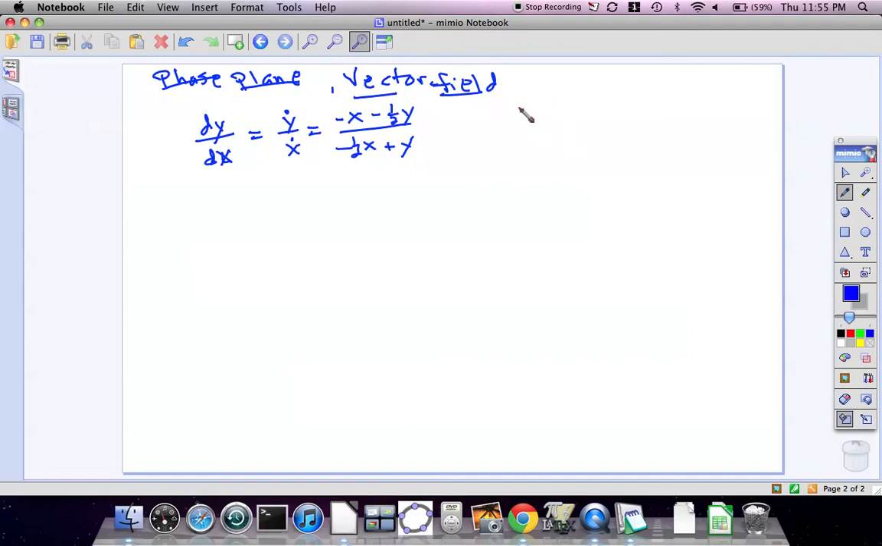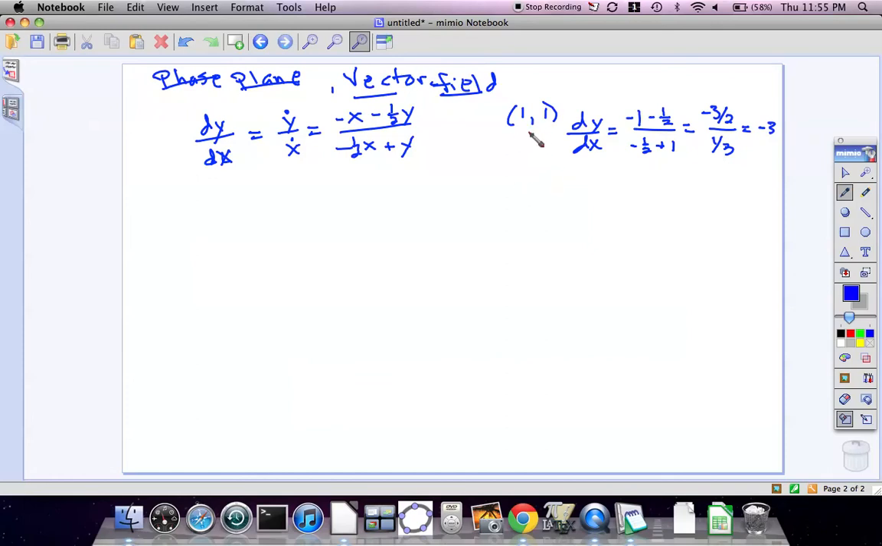So for example, let's suppose I was focusing on the point (1, 1). I want to know what the direction of the vector is through the point (1, 1). My equation here tells me that the vector slope at that point is going to be negative 1 minus 1/2 over negative 1/2 plus 1, which is going to give me what? Negative 3/2 over 1/2, which is a slope of negative 3. So I should expect the vector passing through (1, 1) to have slope negative 3. So that gives me a direction and a magnitude on that vector there.